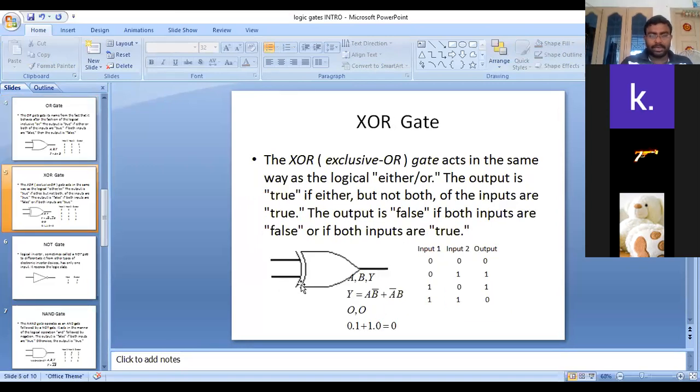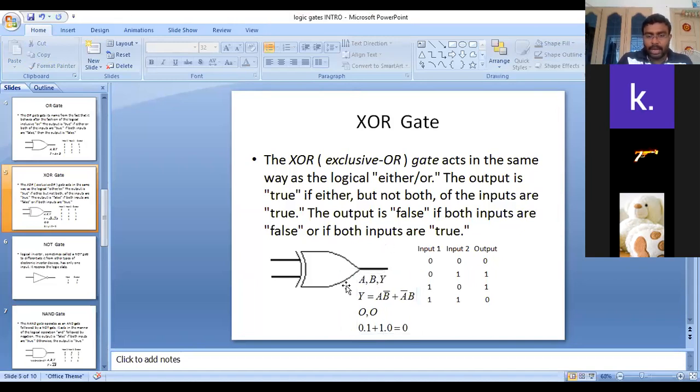Guys, this is also one of the important gates. You'll understand why I'm calling this an important gate. This XOR gate is mostly used in adders, full adder and half adder circuits. We'll try to use these XOR gates mainly. That is why I'm calling these very, very important gates. The XOR gate is a very important gate.